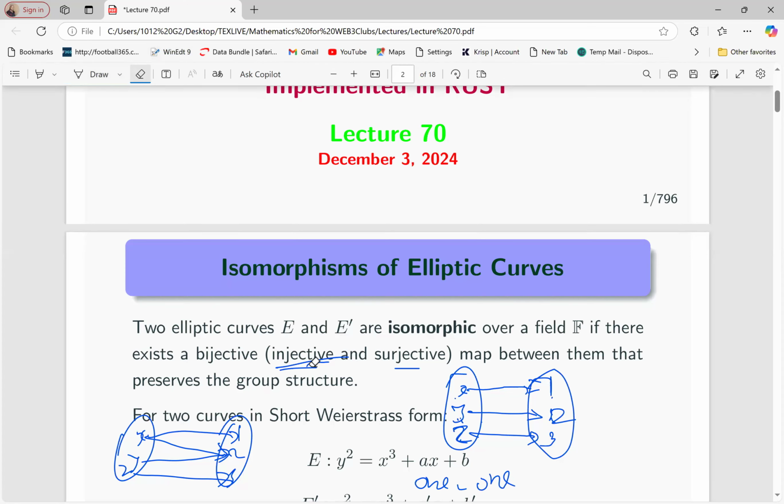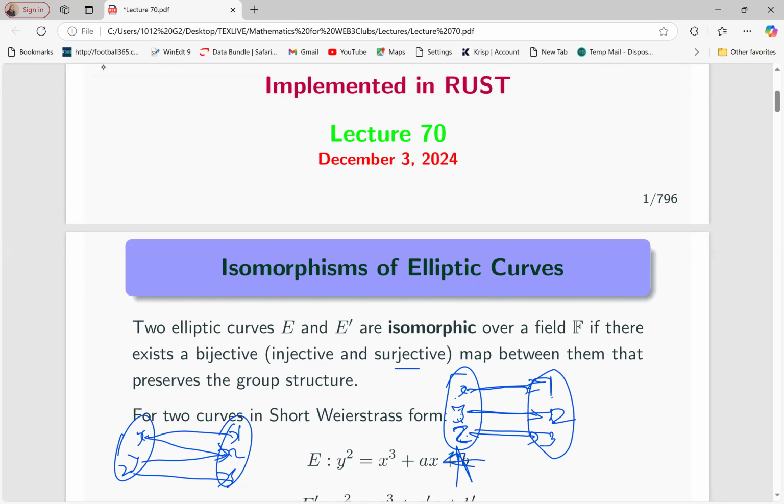And then what about surjective? Now, look at the set from which you are mapping. We are mapping from this set. Every element of this set has been mapped. X has been mapped there, Y has been mapped there, Z has been mapped there. So when every element of the domain has been mapped, then we say that the mapping is surjective.